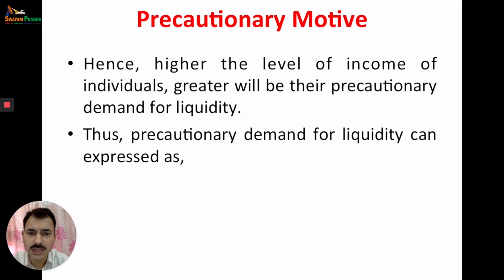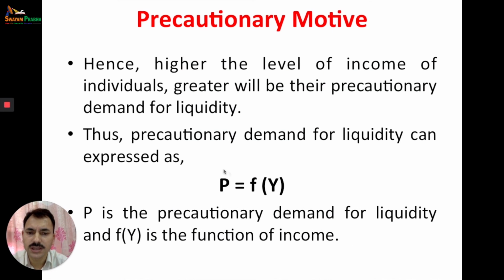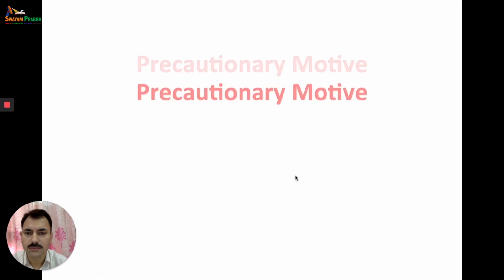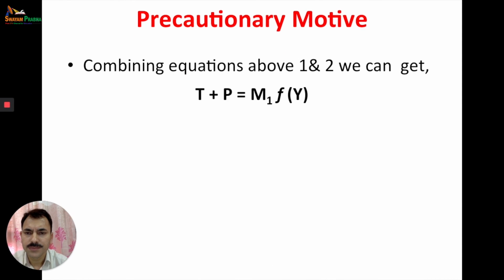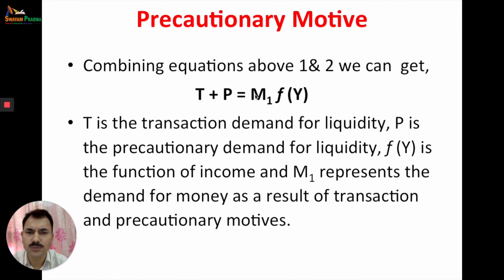Thus, the precautionary demand for liquidity can be expressed as P is a function of income. Precautionary motive depends upon your income. Income is the independent factor, and this is the dependent factor. If we add precautionary plus transaction motive, both are functions of income. M1 here represents the demand for money as a result of transactions and precautionary motive. Both depend upon the income.